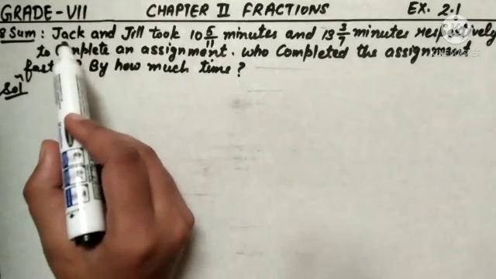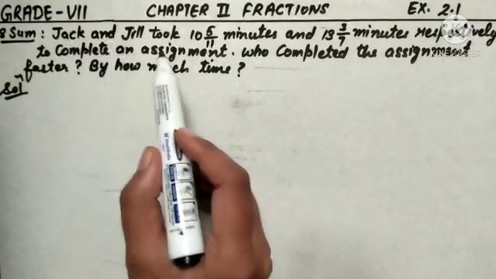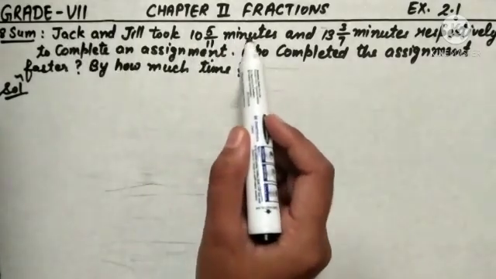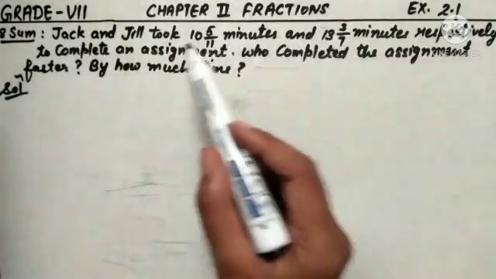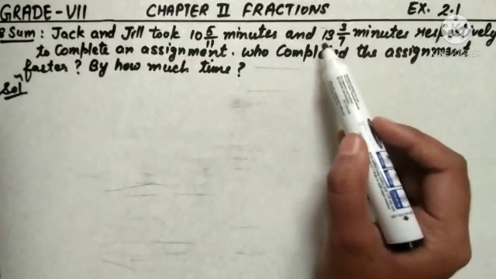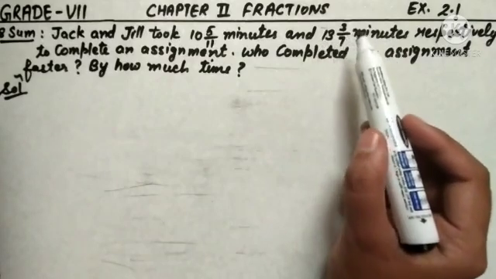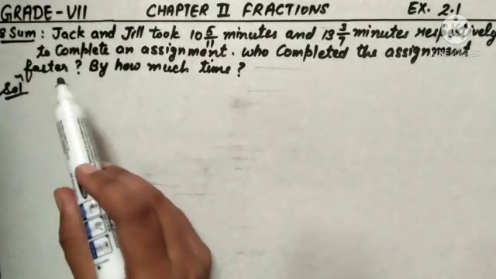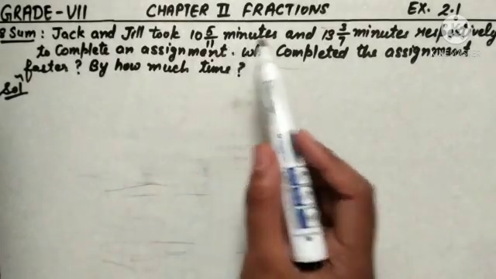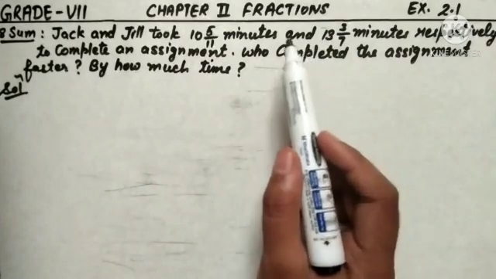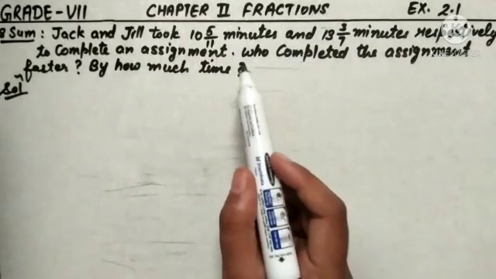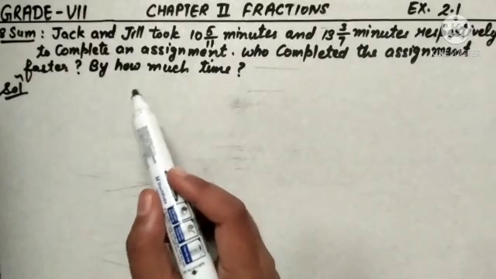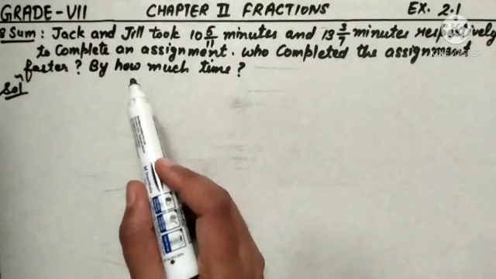In this statement, two students, Jack and Jill, are completing an assignment. Jack is completing his assignment within 10 and 5 by 11 minutes and Jill within 13 and 3 by 7 minutes. We have to check who completed the assignment faster. That means the child who takes lesser time out of these two will complete the assignment faster, and by subtracting the values we will get by how much time he or she completed it faster.